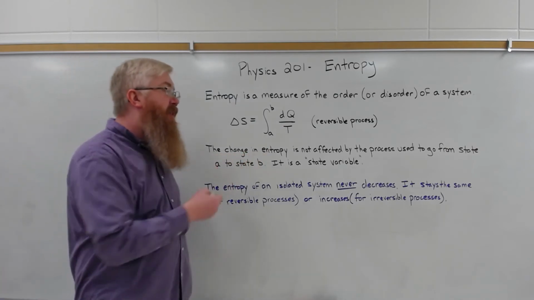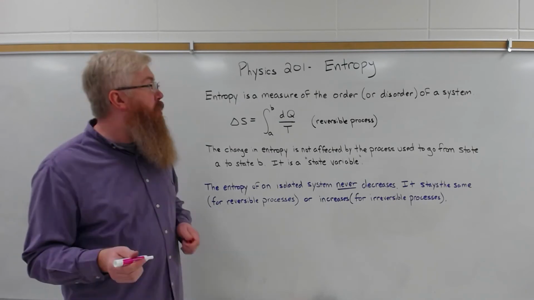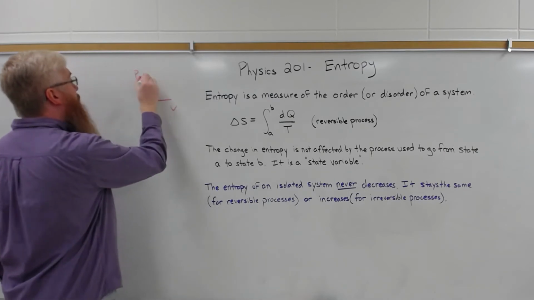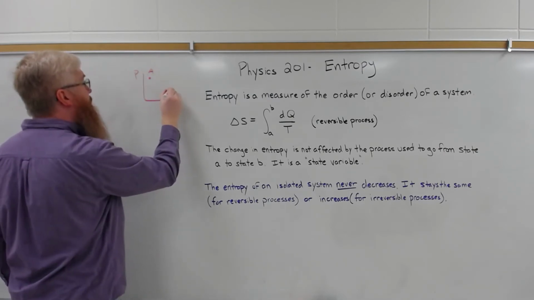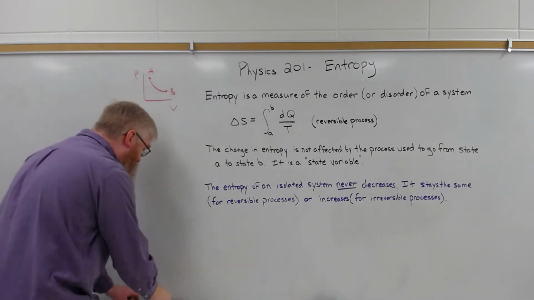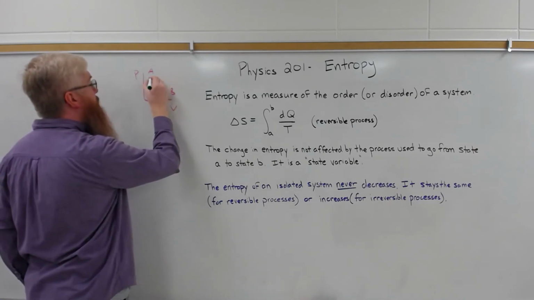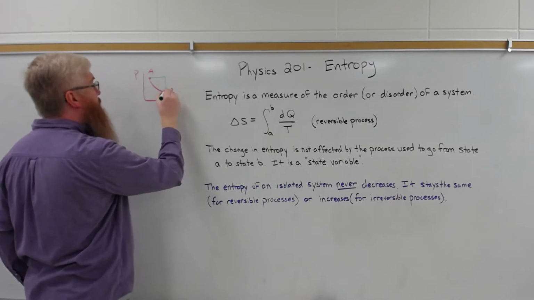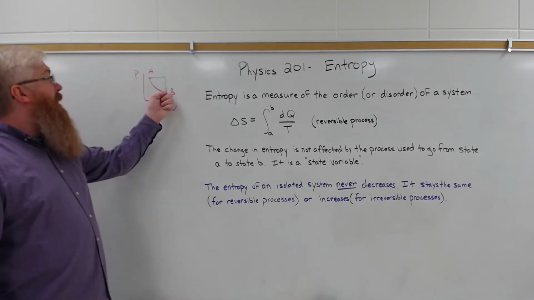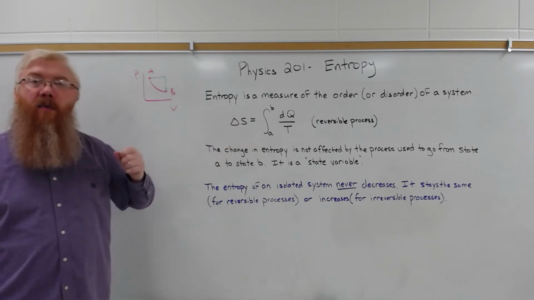And since it's a state variable, it's not affected by the processes by which you go from point A to point B. For example, if you have a PV diagram, you have state A here and you have state B down here. If you do an isothermal process, or you decide to do a constant pressure process and then a constant volume process to get to point B, the entropy change will be the same. The entropy at point B is a fixed value. The entropy at point A is a fixed value. This allows you to calculate what that entropy is.